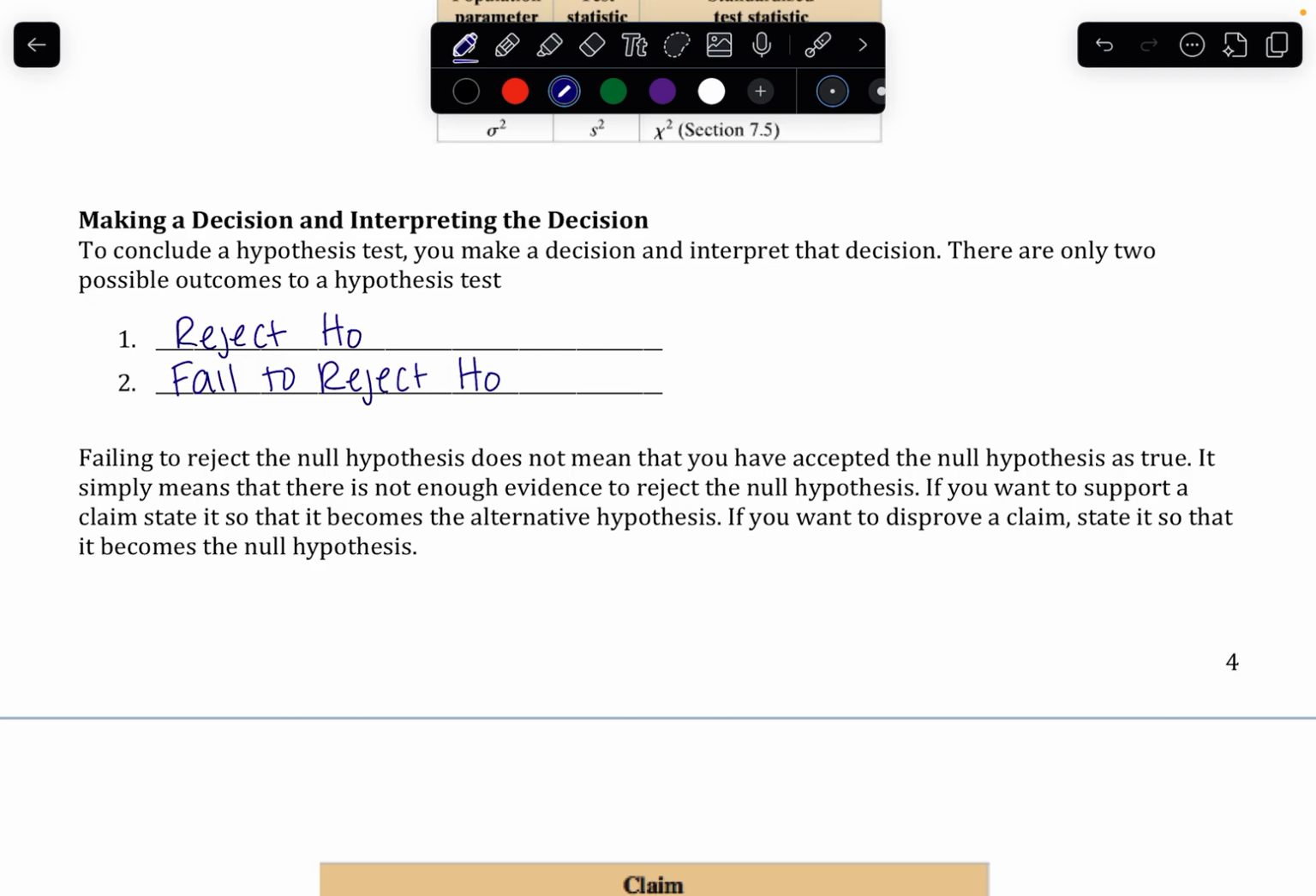Failing to reject the null hypothesis does not mean you have accepted the null hypothesis as true. It simply means that there's not enough evidence to reject the null hypothesis. If you want to support a claim, we always want to make sure that we state it so it becomes the alternative hypothesis. If you want to disprove a claim, you state it so that it becomes the null hypothesis.